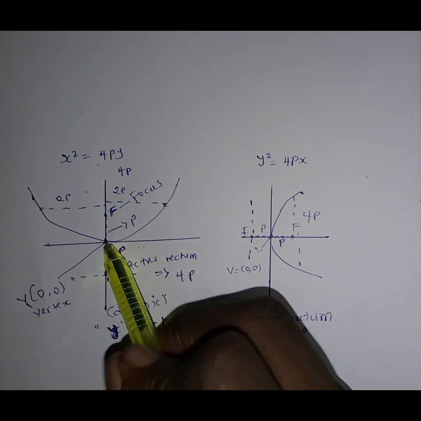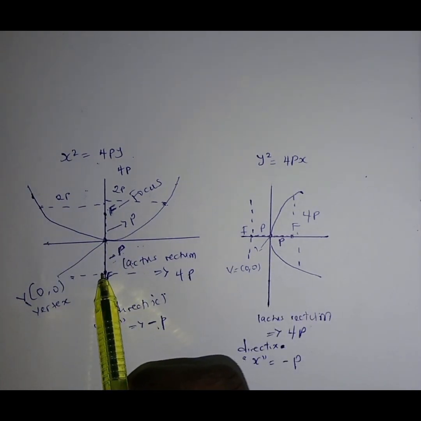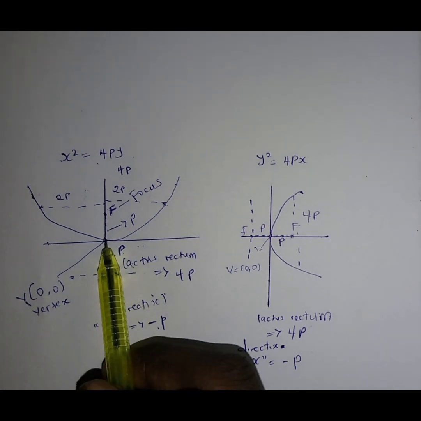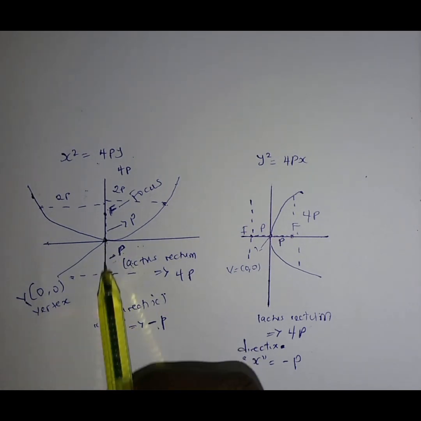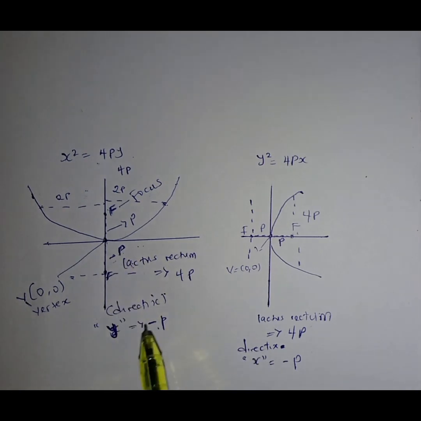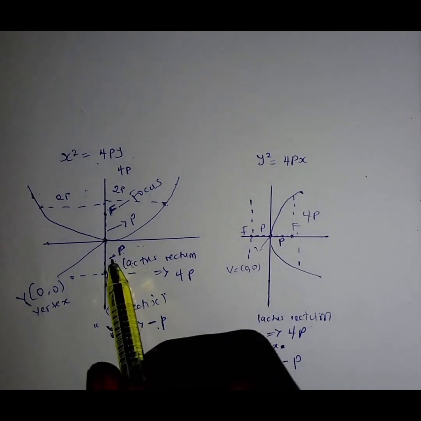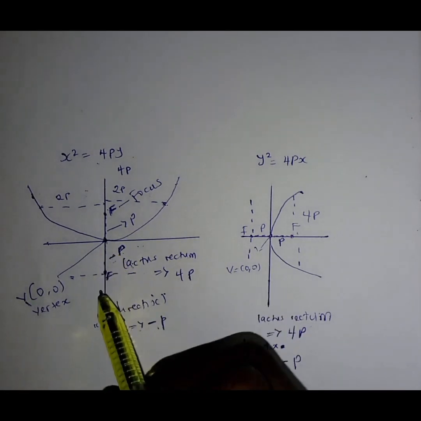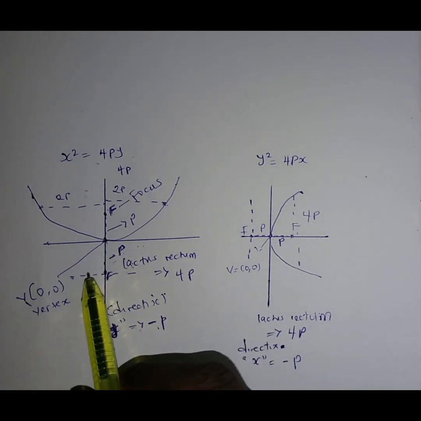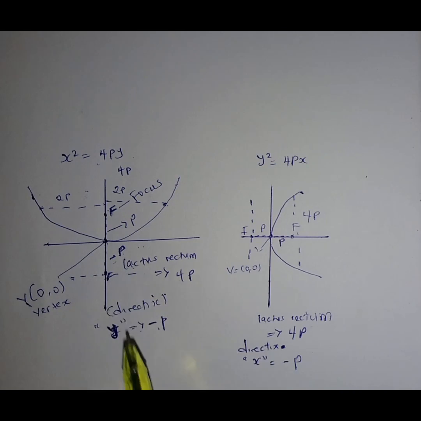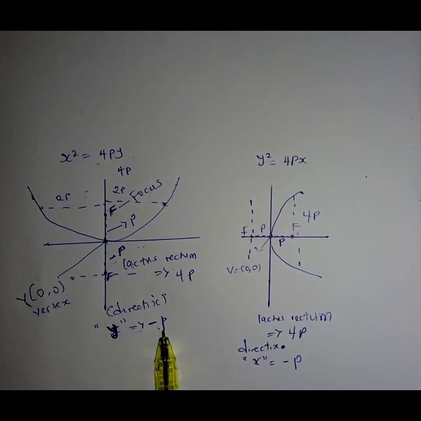From this place, the vertex to this place is also the focus. So the distance between the vertex and the focus will be my P. So therefore, my directrix is on the y-axis. So it will be what? Negative P, because it falls on the negative side. So the directrix is just the opposite side of the focus. So this is the formula for my directrix.